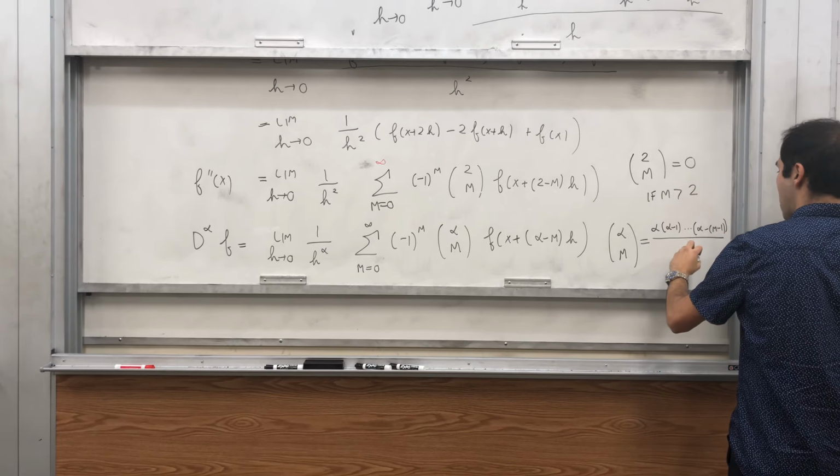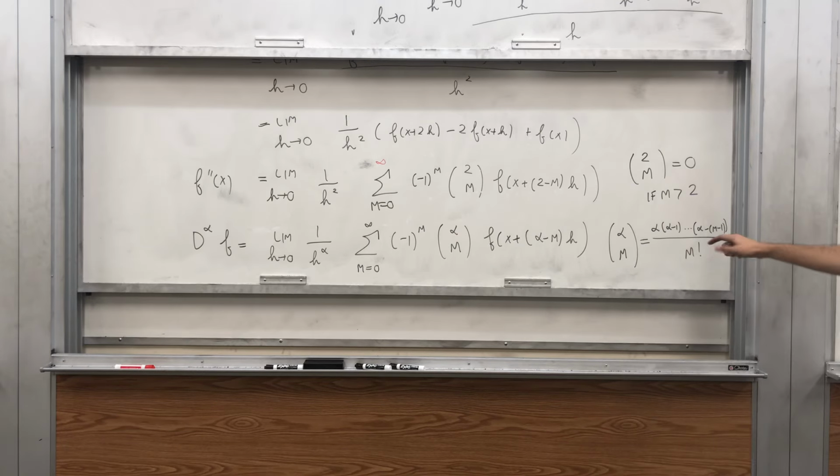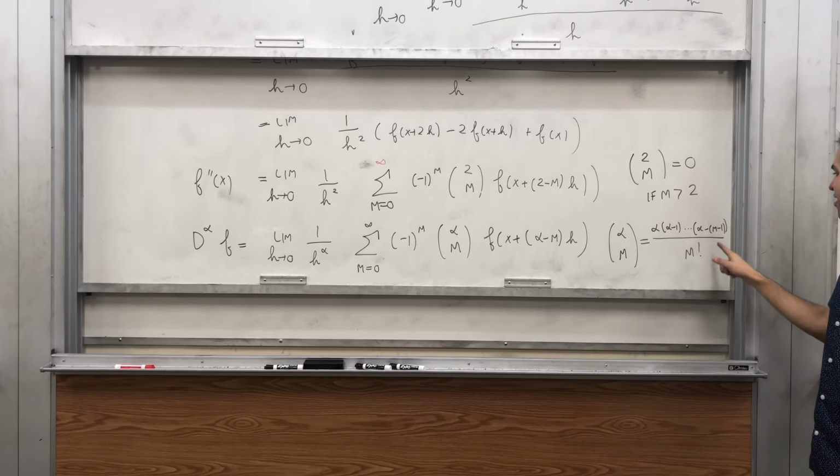And you divide by m factorial. So you might think of it as n factorial over n minus k factorial times k factorial, but this is really just saying you start with n and then you just multiply smaller and smaller values until you get k minus 1.